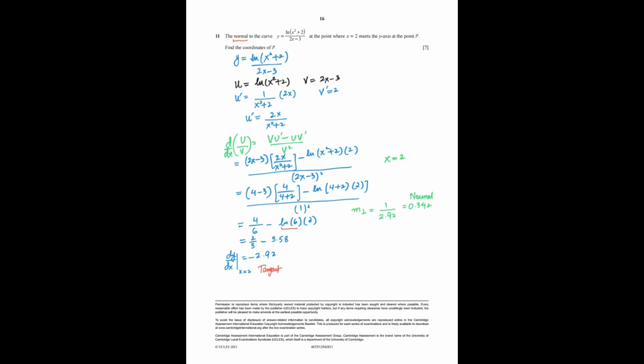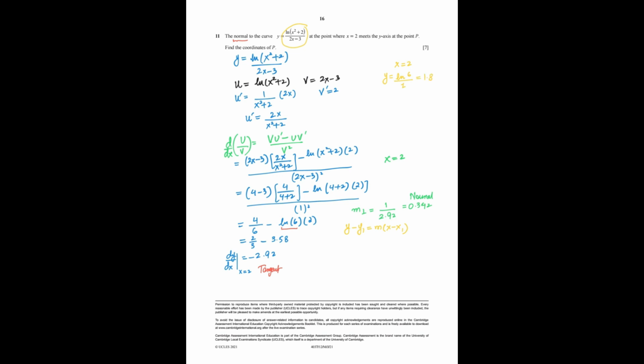So we have the working formula of y minus y1 equals m(x minus x1). The coordinates of x1 and y1 we can easily find out. When x is equal to 2, we need to find out the value of y. So y is equal to, I am placing the value of x in this equation, y equals ln of (2 squared is 4, plus 2) 6, divided by (2 times 2 is 4, minus 3 leads to 1). So y equals ln 6, right? And the numeric value for ln 6 equals 1.8.